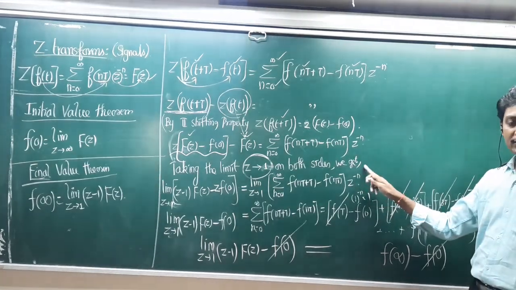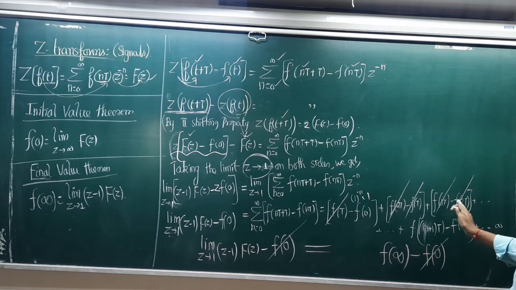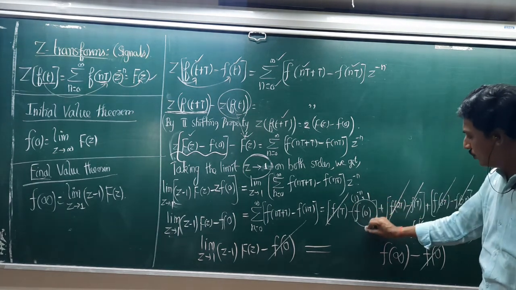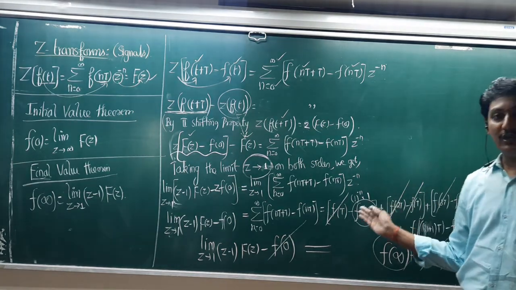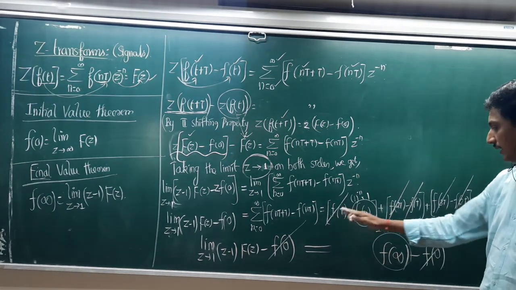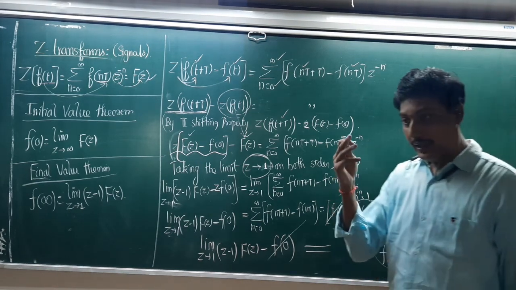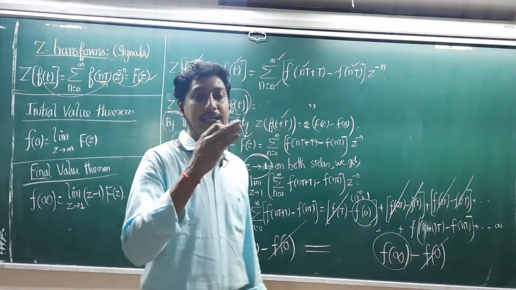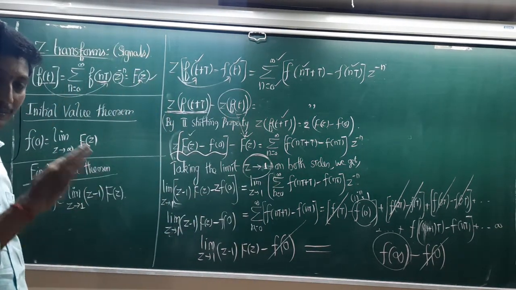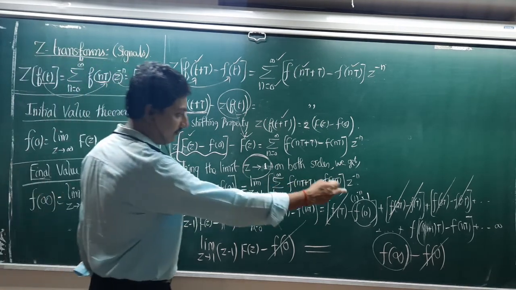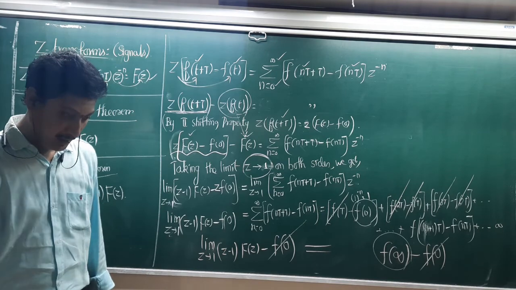Here by putting z tends to 1, this becomes 1 power minus n, which is cancelled. But after expansion, except the initial value and the final value, it will be retained. In between, everything gets cancelled. That's why I am showing you that t gets cancelled, 2t gets cancelled, 3t gets cancelled. So excluding the initial value at t equal to 0 and the final value, f of infinity, both remain, because it is f of infinity minus f of 0. After cancellation of f of 0 from both sides, we get the final value theorem.